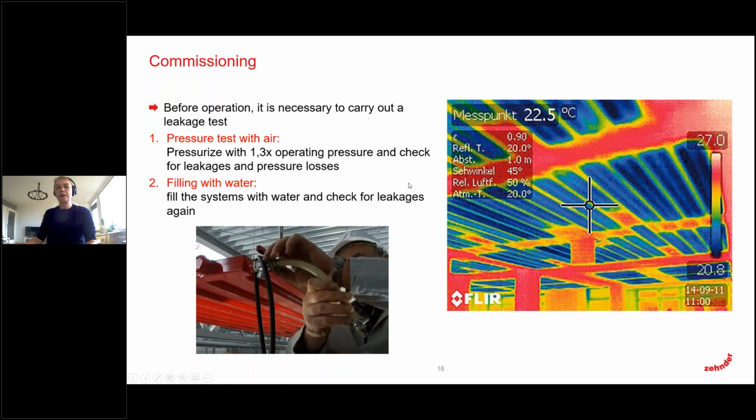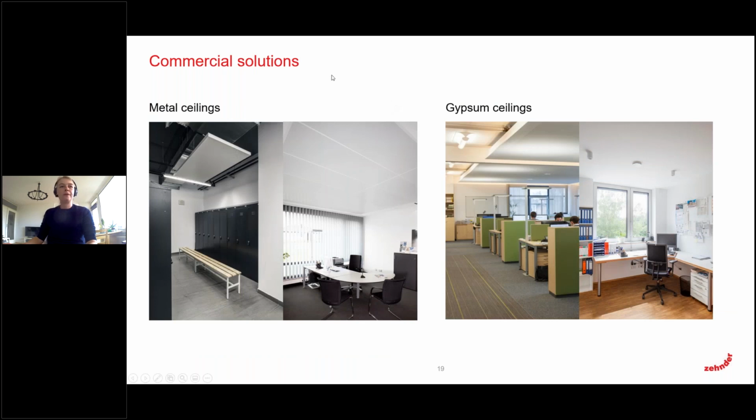One possibility to actually find out how good the complete system is working, which could also be necessary for commissioning to convince your customers or the end customer, is to make a thermographic picture. Here we have an example of a cooling application, and with these kinds of pictures you can see really well how the temperature distribution over the complete room is going. So at this point, I will go over to the more commercial solutions.